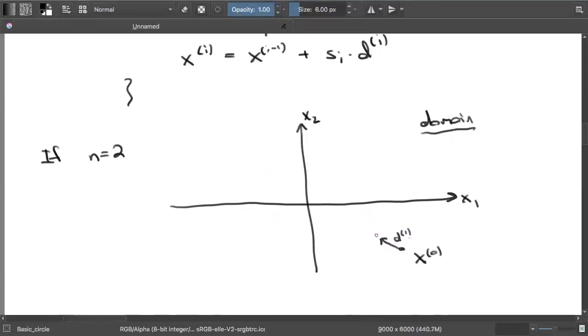Once I pick a direction, then you can walk any amount along that dashed line. You can walk any amount you want. The step size tells you how far you walk. So you pick some step size, S1.